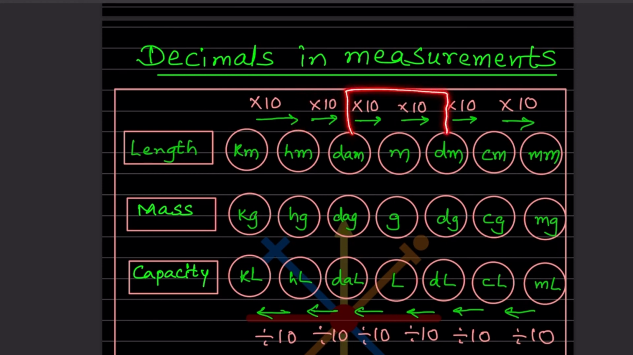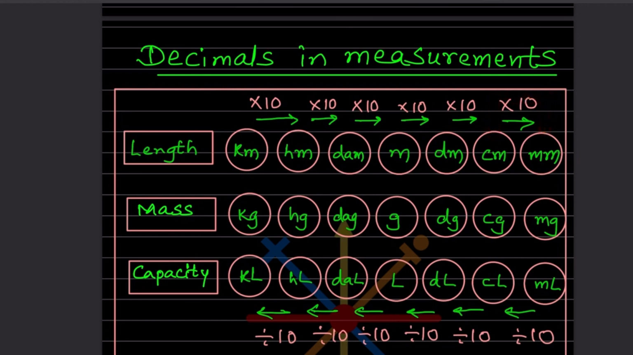Again here, sorry, from here to here, there will be 3. From here to here, there is going to be 4. Here to here, 5 tens. And so on. It can be anything. Now suppose from decameter to meter, that is only 1. If you want from centimeter to millimeter, that is only 1. That is 1 centimeter is 10 millimeter. So this was something for the length.